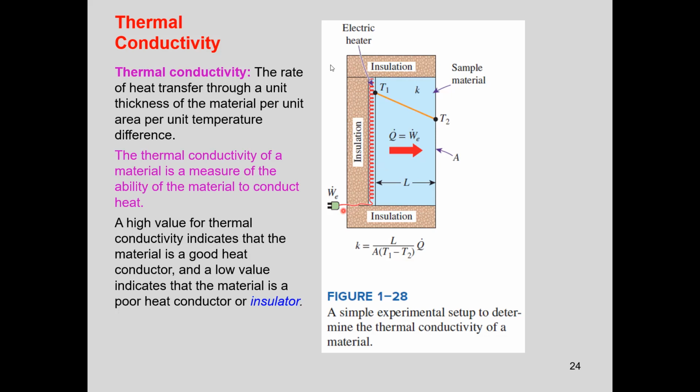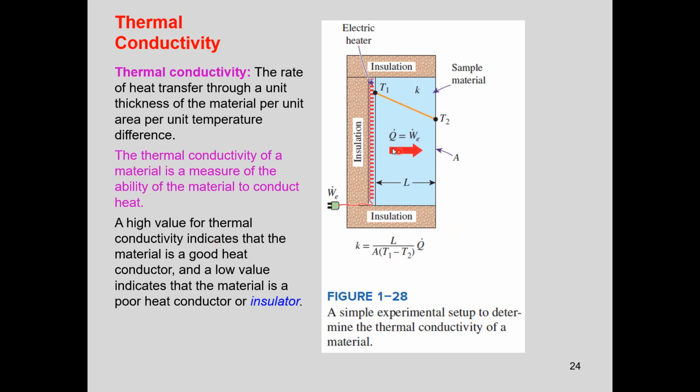Anyone? Yes. Thank you, Ali. Good answer, insulator, right? And the materials with high thermal conductivity then called? The materials with high thermal conductivities are called conductors, and the materials with very low thermal conductivities are called insulators. Okay. A high value of thermal conductivity means they are a good heat conductor, and a low value means they are a poor heat conductor or insulator.